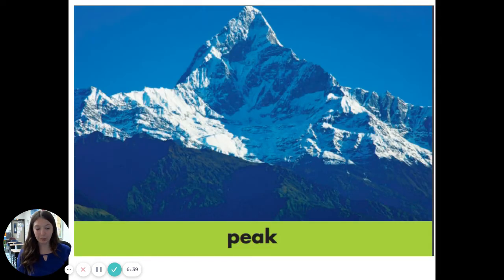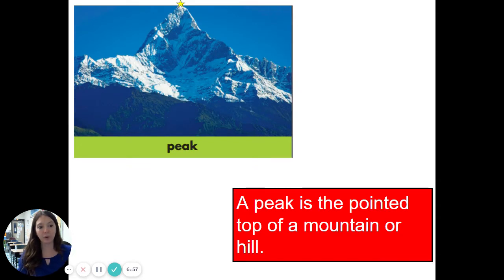Our next word is the word peak. Say the word peak. Great. The mountain has a jagged peak. Look at the very top of our picture. You can see the jagged peak. Let's spell peak. P-E-A-K. A peak is the pointed top of a mountain or a hill. So you can see I put a star up there at the very top. That is the peak of our mountain.